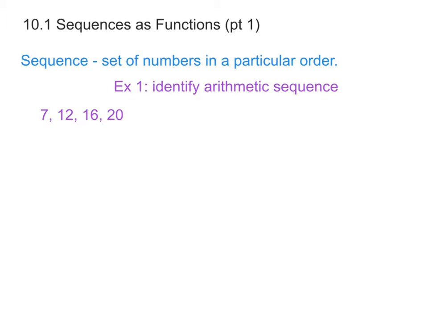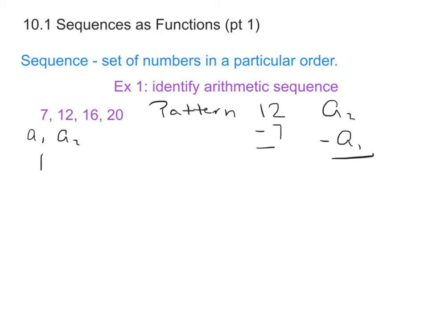So we have a particular order, so we think, 7, 12, 16, and 20. So the first term is denoted as a sub 1, which is 7. So that's our first term. And for an arithmetic sequence, we want to see if there's a pattern. To see if there's a pattern, we take the next term, which is 12, a sub 2, and we subtract a sub 1 from it. Whatever that pattern is, that becomes our common difference.